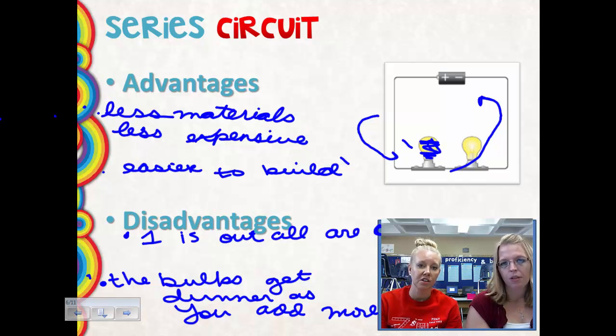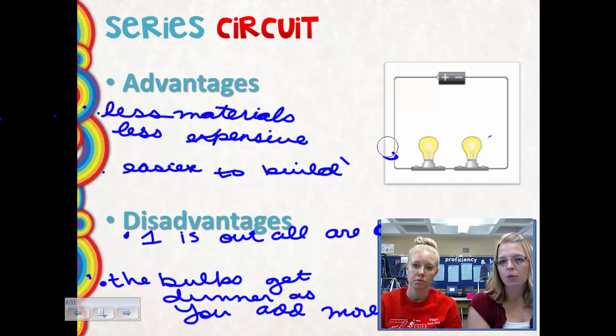So think of a series circuit like a one-lane highway. The more cars you put on the one-lane highway, the harder it is to move, so traffic slows down. That makes sense. If you have any questions, come find us. We're going to continue on with parallel circuits.